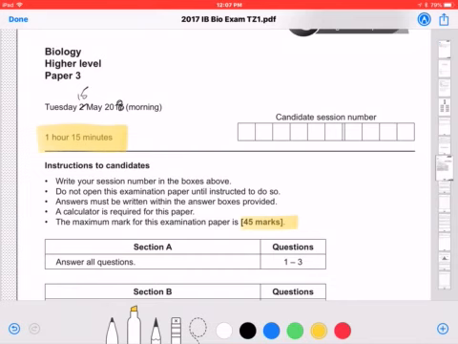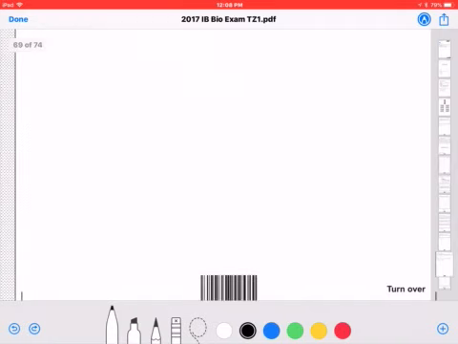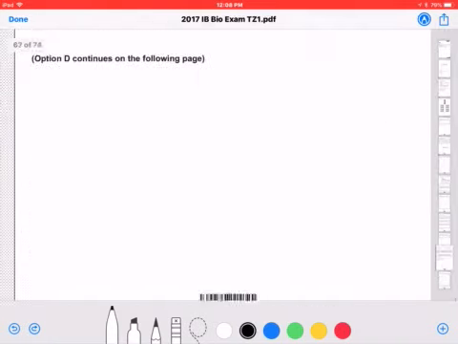The same as paper 2, for paper 3, you've got 2 sections, a section A and a section B. In section A, anything in the HL content is fair game. And you're going to answer all of the questions in section A. Section B is where we move into the option. And it's also probably worth noting that section A is 15 marks of the 45. And section B is, oh, that math doesn't work, 30 marks. What happened there?